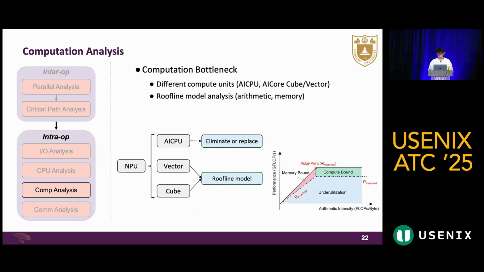Our computation analysis is twofold. We try to replace simple AI CPU operators and use the roofline model for complex AI core operators to categorize bottlenecks as compute-bound, memory-bound, or underutilized, providing targeted optimization guidance.